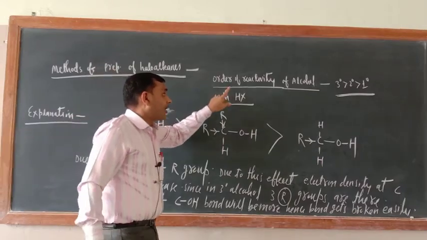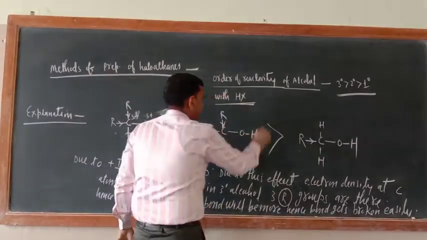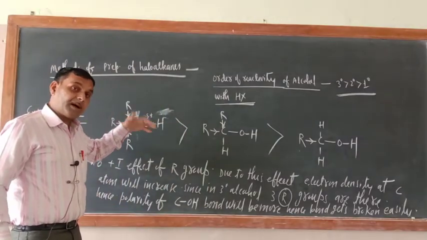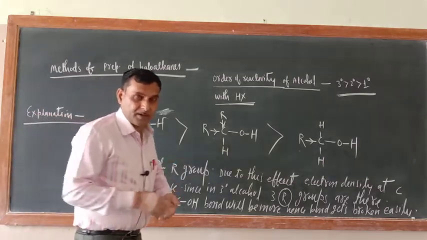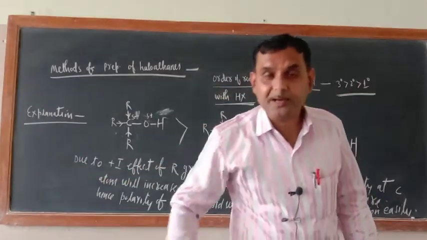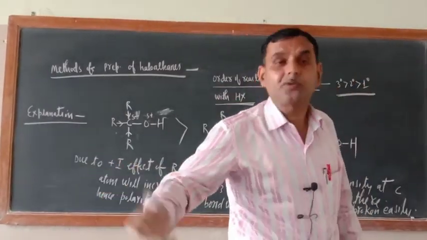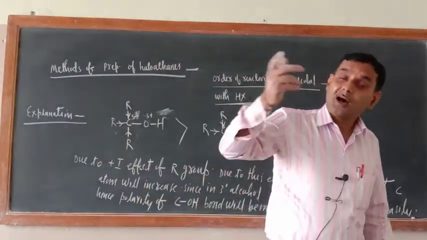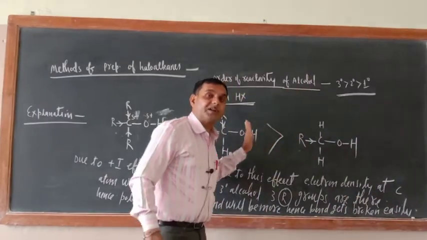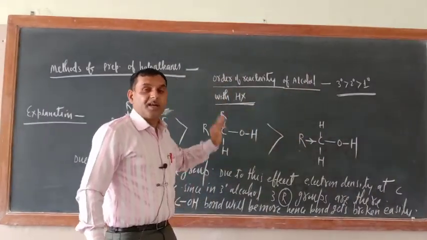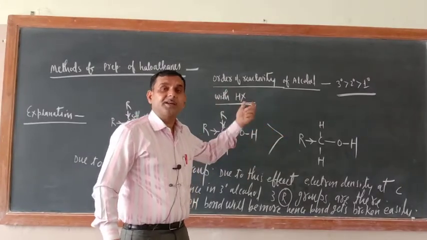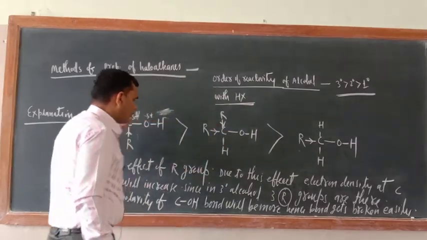I wrote here the order of reactivity of alcohol with HX. Now in different places the reactivity of alcohol will be different. Just like our behavior towards one parent is different from our behavior towards the other parent, or towards a particular teacher, we can't behave the same with all. Similarly, this is the order of reactivity of alcohol toward the hydrogen halide. With respect to other reagents, the reactivity of alcohol will be different. I hope you have got this one.